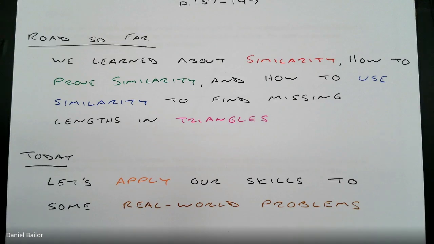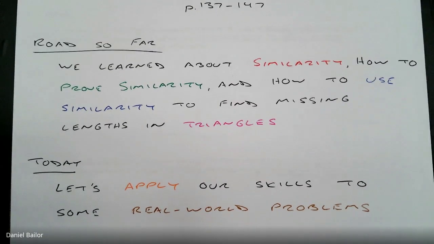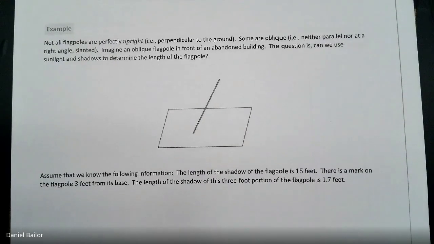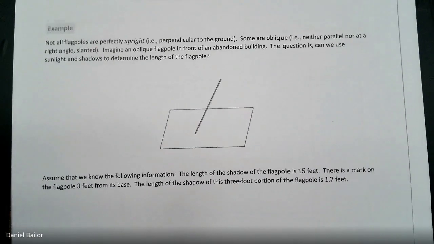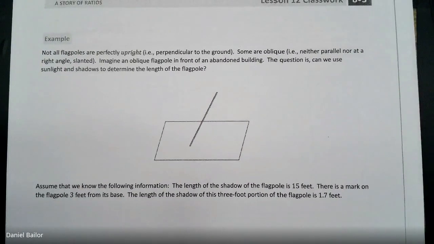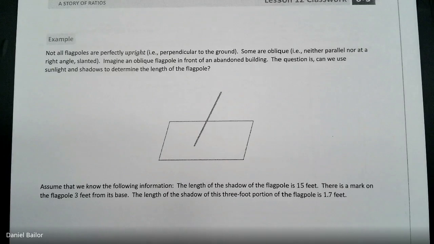I think it's an example problem on page 137. And it's all about a flagpole. So this is our flagpole problem. It says, not all flagpoles are perfectly upright, perpendicular to the ground. That means not every flagpole is straight up and down. Some of them are at angles. Some are oblique, not parallel or at a right angle. They're slanted. So some flagpoles are slanted.